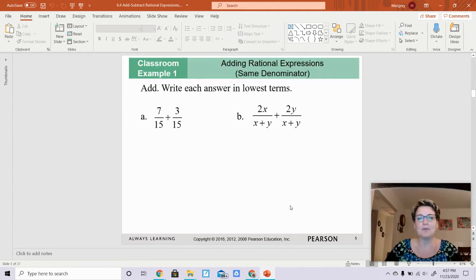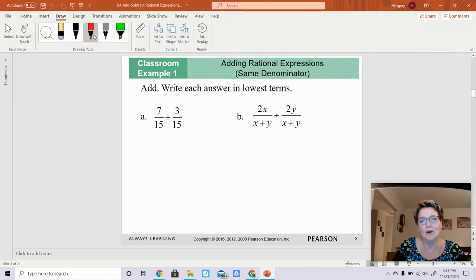So the first problem is a regular fraction. It's 7/15 plus 3/15. Now, because they already have a common denominator, we don't have to do anything special. The denominator is just 15. And then you add the numerators together. 7 plus 3 is 10. And you're finished. That's the answer.